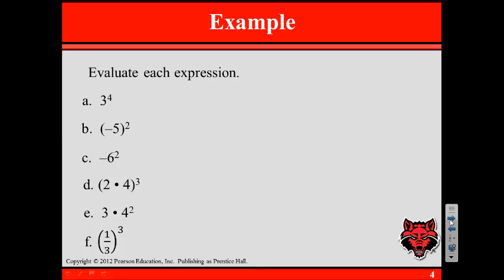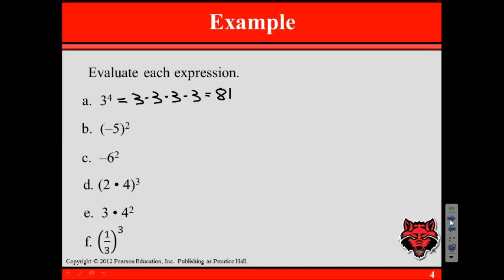Let's try to evaluate a few exponential expressions. So as we just saw, 3 to the 4th power can be rewritten as 3 times 3 times 3 times 3. And then using pen and paper or a calculator, we can evaluate this as 81.